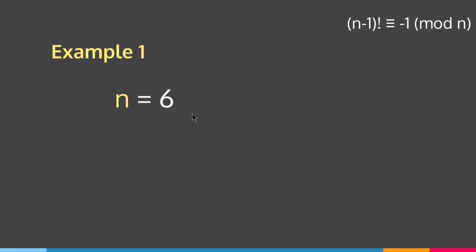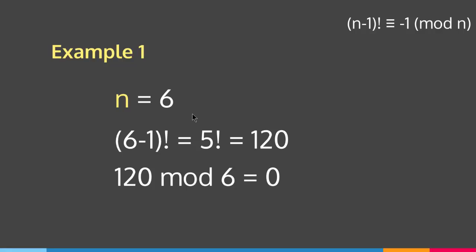So let me give you another example. Suppose we have n equaling 6. Let's see if by Wilson's theorem we get n as a composite number or as a prime number. So n equal to 6, n minus 1 factorial equals 5 factorial, which is 120, because 5 times 4 times 3 times 2 equals 120. And 120 mod 6 actually equals 0. It does not equal minus 1. Since 120 mod 6 equals 0, therefore 6 is not a prime number.